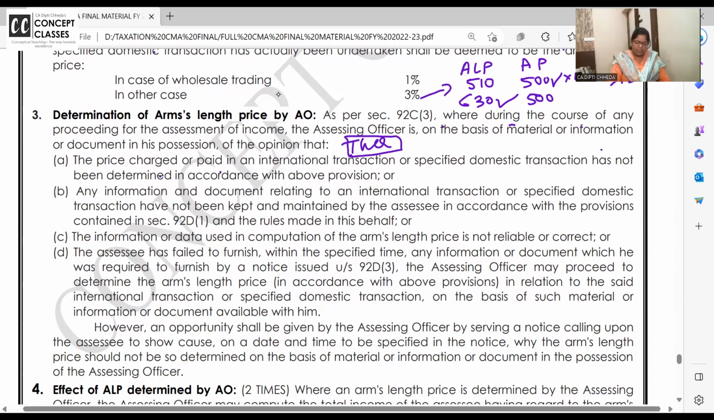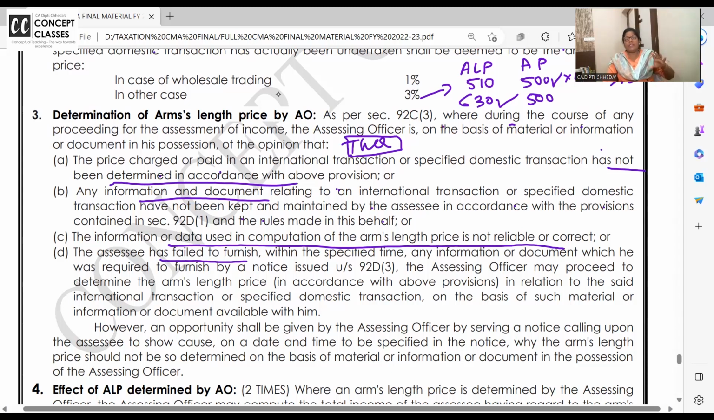कि आपने जो price charge किया है, it is not according to the proper provisions. Or information and document relating to international transactions have not been kept and maintained in accordance with the proper provisions. 92D, कल थोड़ा detail में I'll again say. 92D is which documents you have to maintain for how many years. 92 is CA's report. The documents are not maintained. Information or data used for computation of ALP, जो data आप use कर रहे हो for ALP, that is not correct. SSE has failed to furnish within specified time any information or document which was required to furnish.